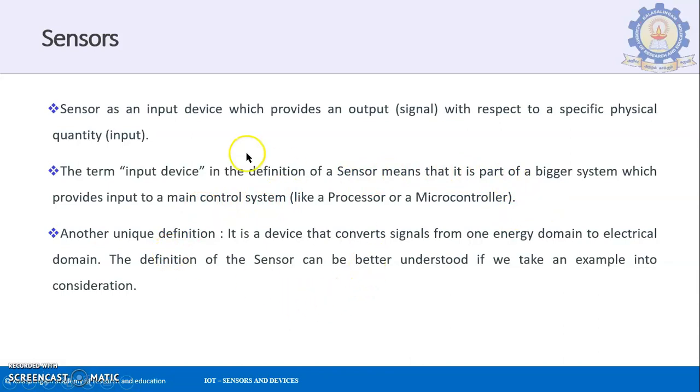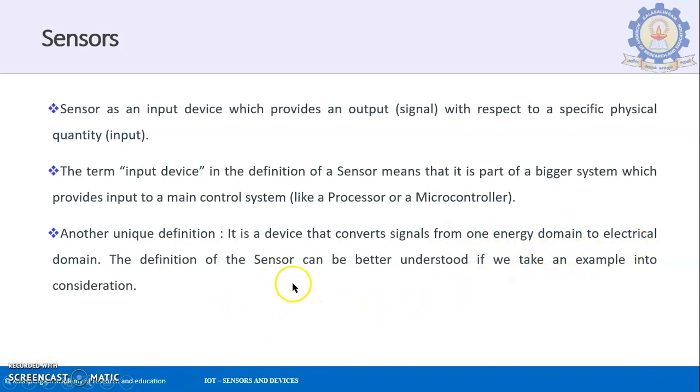Another unique definition for this particular sensor is that it is a device that converts signals from one energy domain to the electrical domain. This one energy domain could be any form. It could be pressure, it could be wind, it could be light, whatever it is. Please remember, it could be any one of them, and they are converted to an electrical domain signal over here.